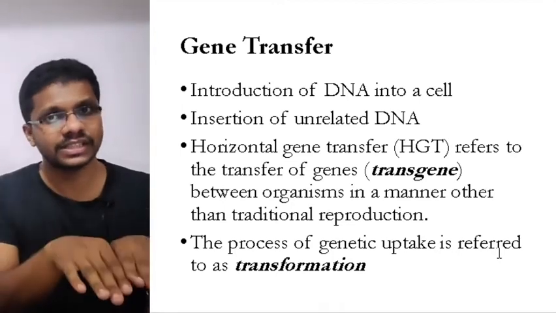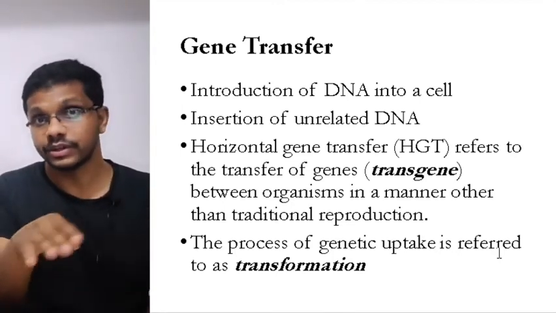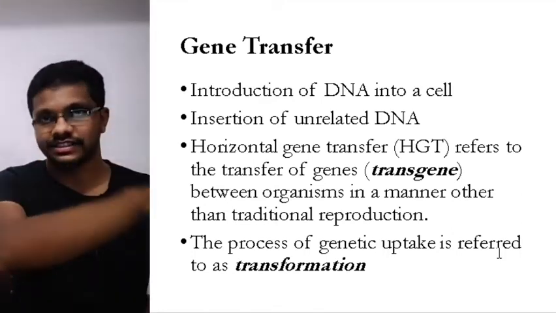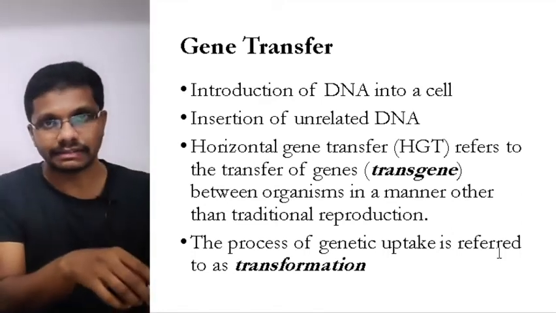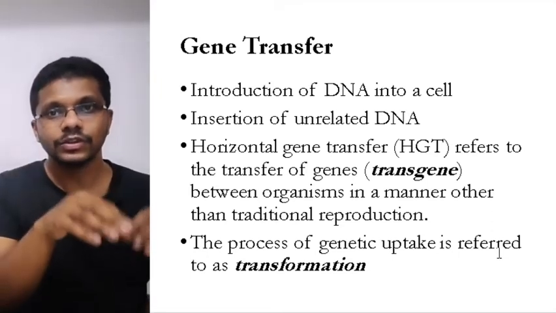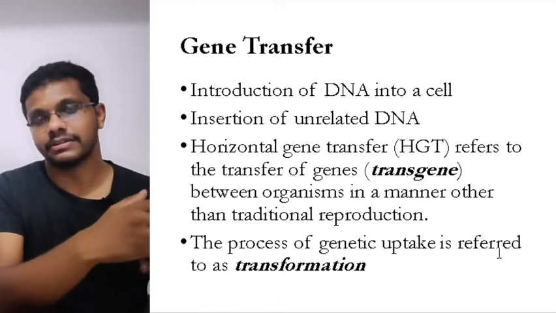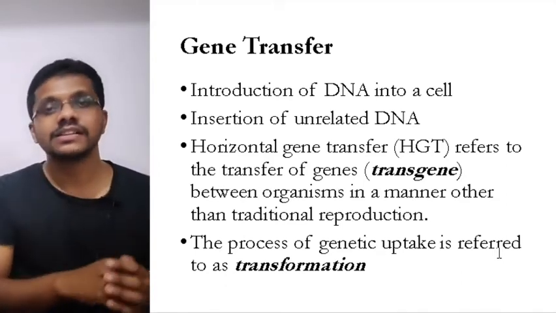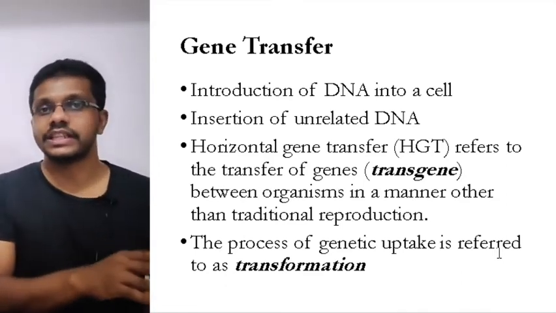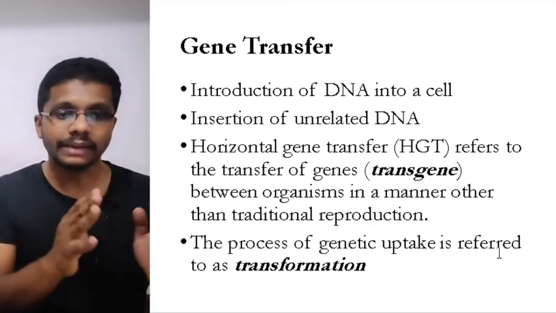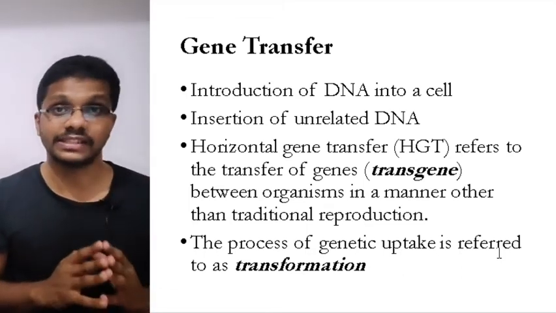The horizontal gene transfer can be done between two different classes of organisms, like transferring human DNA into bacteria or transferring bacterial DNA into a plant. Both these organisms are not related in a family or are not part of the same species, still we are able to transfer the DNA from one organism to another organism. That type of process is called horizontal gene transfer.